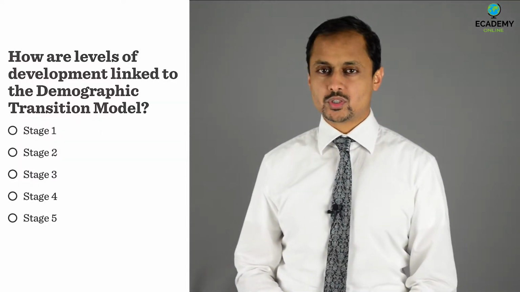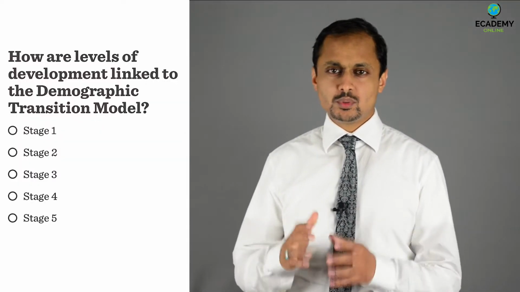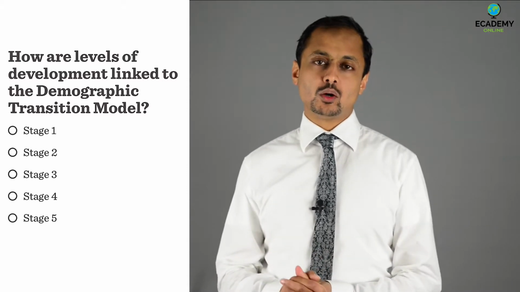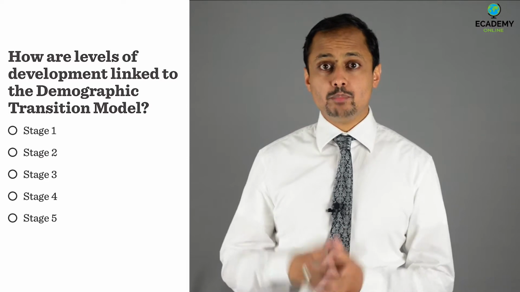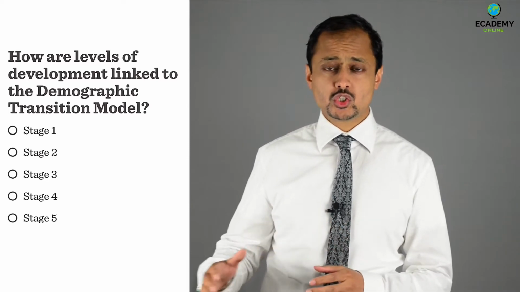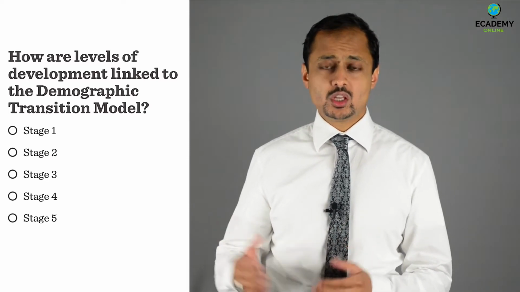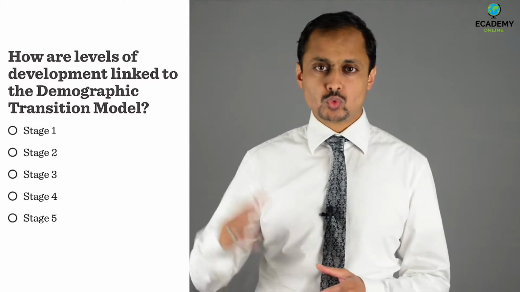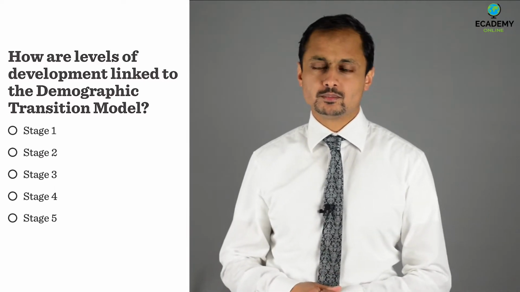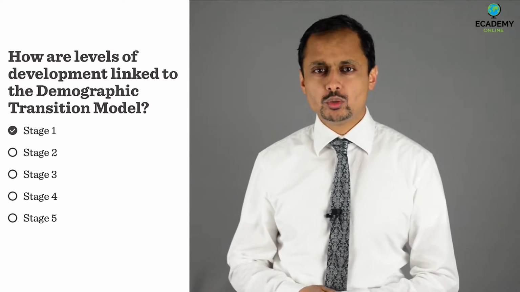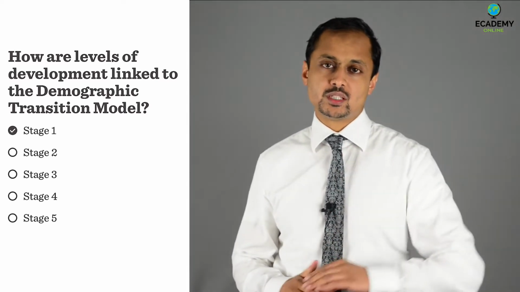What is the demographic transition model? The demographic transition model shows how a population grows over time. It shows how birth rates change, how death rates change, and how the population can rise and fall through its changing economy.